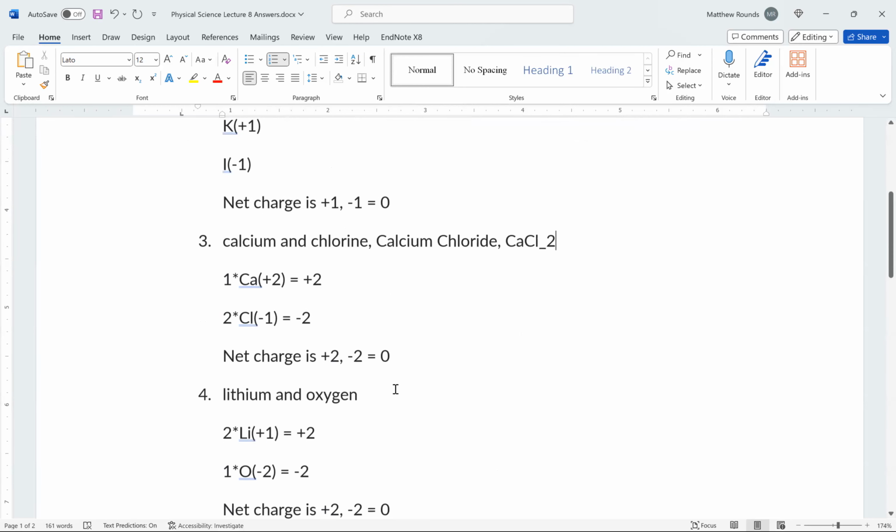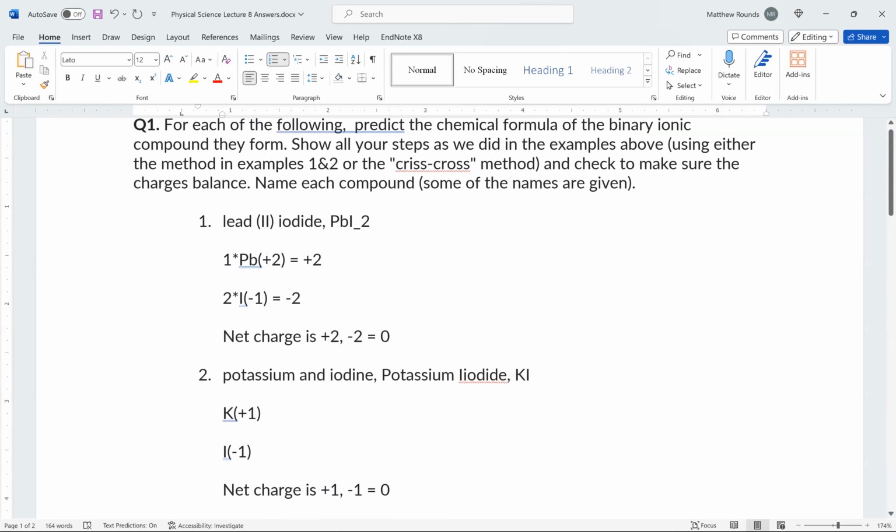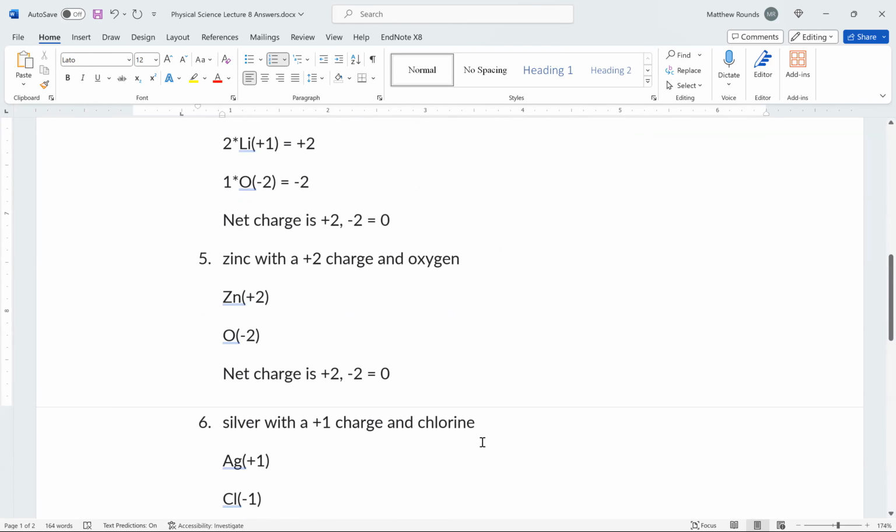Let's go to the next one here. Lithium and oxygen. This is lithium, you guessed it, oxide. And then it's Li, 2 of them, 2 lithiums with one oxygen. Actually, the underscore might be weird, so let me remove it. And then, sorry, not the last one, zinc. This is zinc oxide, and it is ZnO.